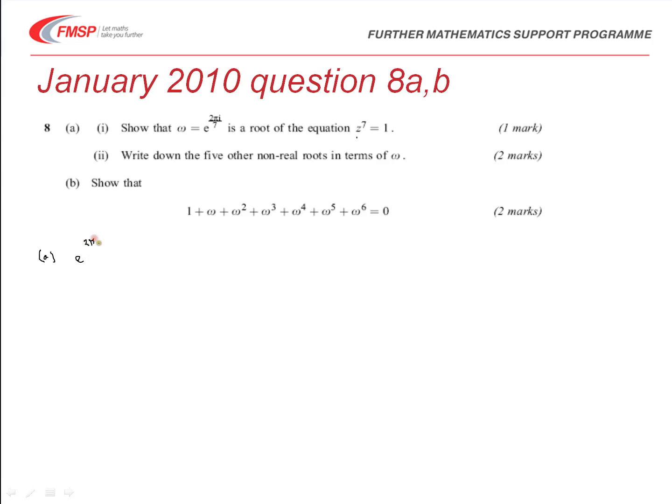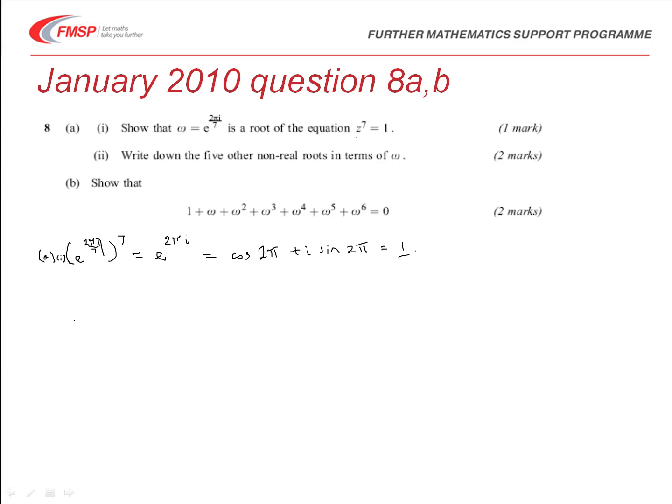So we get e to the 2 pi i over 7, to the power of 7, which is going to become e to the 2 pi i, which we should know is equal to 1, but if you don't know, you can rewrite it as cos 2 pi plus i sine 2 pi. And you should know the cos of 2 pi is 1 and the sine of 2 pi is 0, so it equals 1. Okay, so part A, part 1, reasonably straightforward.